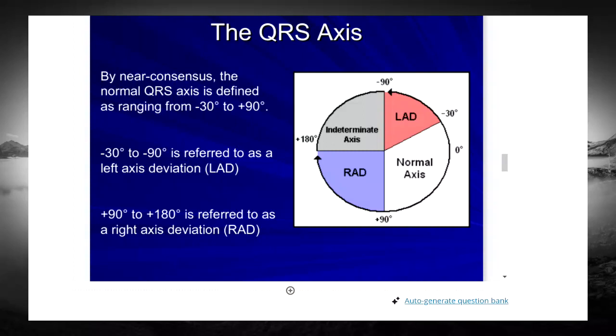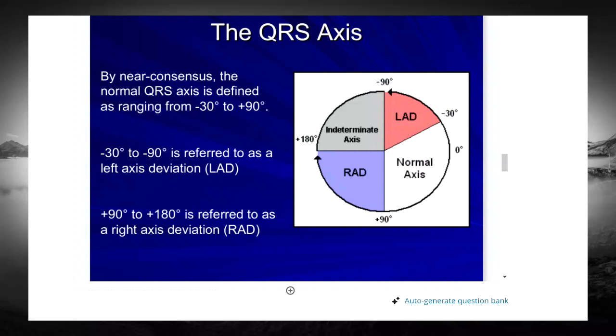So that last example we used, the axis ended up being zero degree axis, which means it is sitting within the normal axis range. If this was a left axis deviation and I need to know exactly where it is, I'm going to use the equiphasic. So first thing I did was use my thumbs, right? And my thumbs showed me that the QRS was a negative deflection in AVF and a positive deflection in 1. So I now know I'm in left axis deviation range.